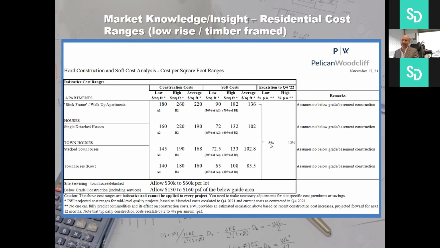Between 8 to 12% is what we would estimate for the next 12 months. So that is my slide.